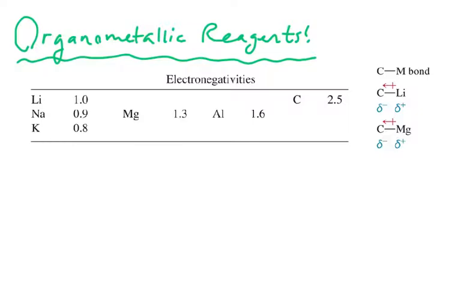And why would we want that? Well, we want that because then carbon can act like a nucleophile. And if carbon can act like a nucleophile, it can go in and attack another carbon that is partial positive, and we can make a carbon-carbon bond, which is something that we're going to really want to do a lot when we get to something called synthesis.